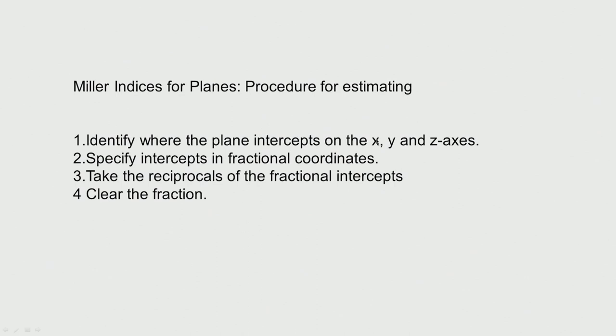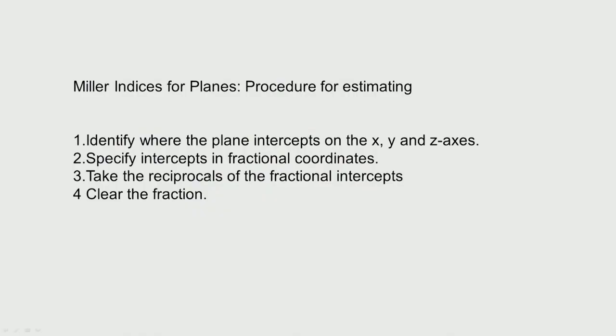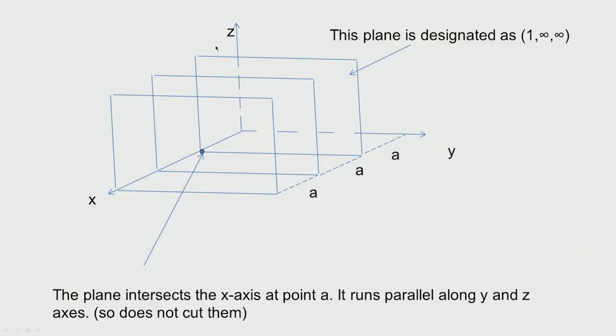So, first see where the plane, because once we call it a plane, it is 3 dimensional, it is an ABC type. Okay. So, we see where they cut the 3 axes. Okay. Then we take a reciprocal of that. If you get a fraction, then we clear the fraction. Okay, so that you get a whole number, and that is called the Miller index for that particular plane. We will look at some examples, do not worry. Okay. Before that, let us look at it.